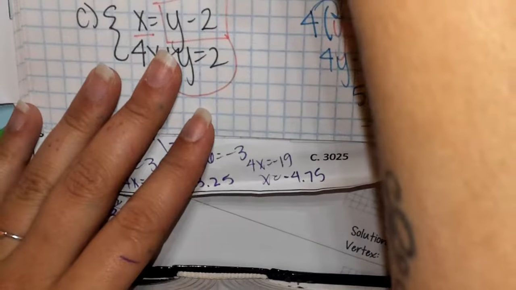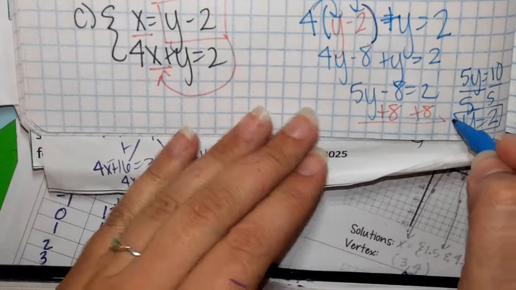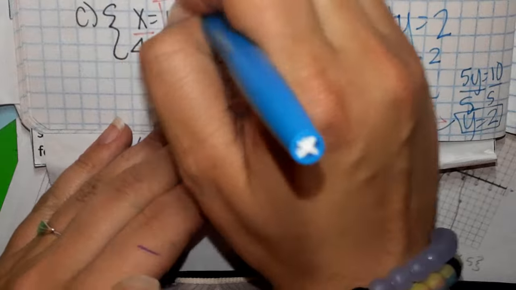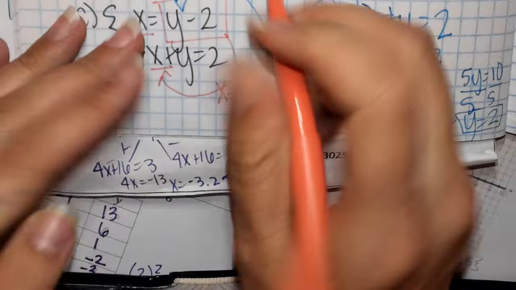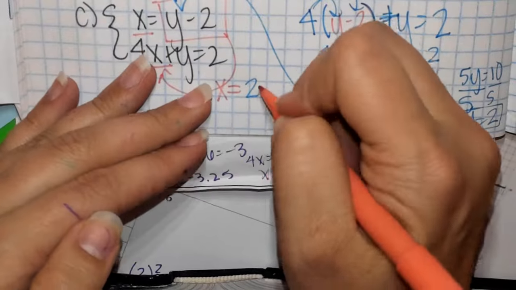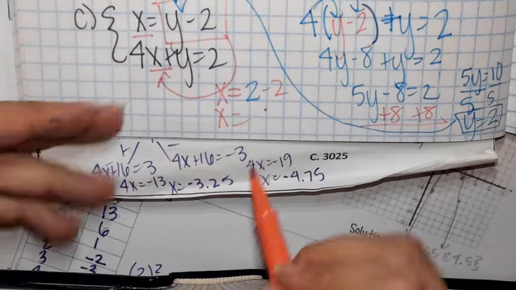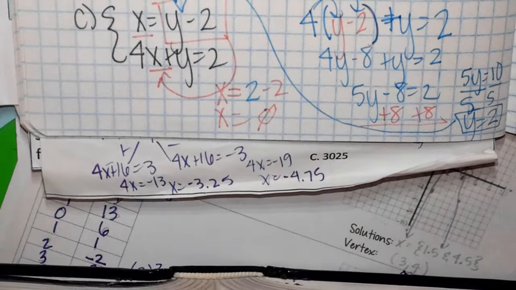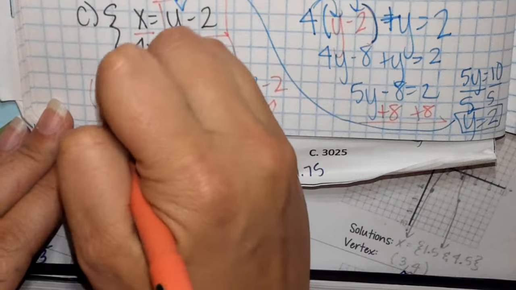Now we know what y equals. What do we have to find? We have to find x. So we're going to take this y and we're going to plug it in right here. So that gives us x equals 2 minus 2. And what is 2 minus 2? 0. Now, can we leave it like that, or do we have to write it as a coordinate? Coordinate, and it is 0, 2.